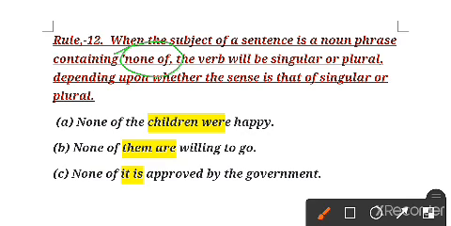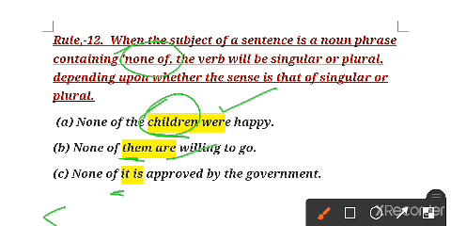Now rule number 12 is the last rule in this video, and it is used for none of. When none of is given in any sentence, the verb depends on the type of subject in the sentence. Okay, so none of the children: children is plural, so we use a plural verb. None of them is plural, so we use a plural verb. None of it is singular, so we use a singular verb.